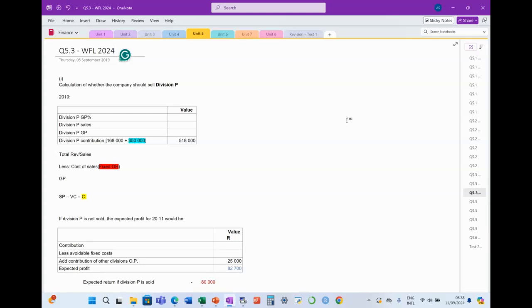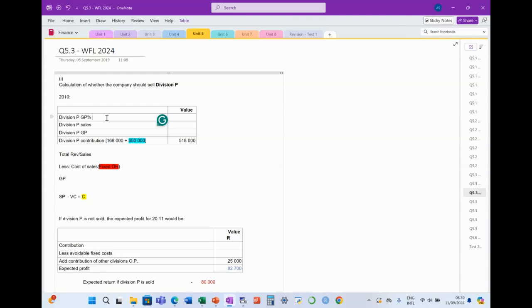So first things first, they said calculate whether the company should sell division P. So what now must happen? So here, first and foremost, we need to find out what is our gross profit, which is the same as saying what is the marginal income of this division. Okay, so they don't tell us our variable costs. Did you see that? Nowhere did they make mention of such things.